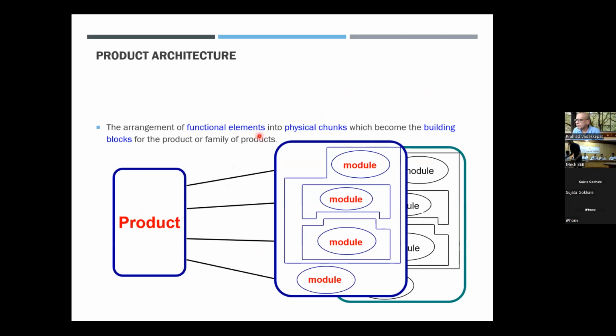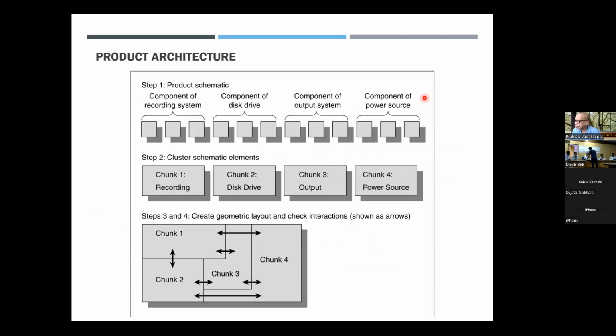Then product architecture, we need to really understand from the point of view of functions. Each function or functional element, you can put them together as a physical chunk or a software chunk to become the basic building block of the products or family of products. So the modular aspect is very important.